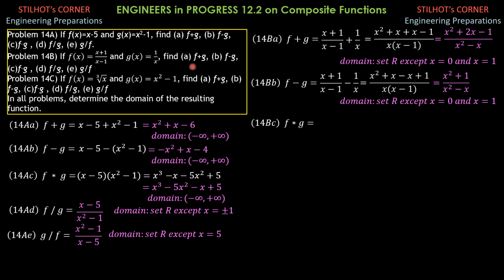14bc, we have f times g, so that's quantity x plus 1 over x minus 1 times 1 over x. Simplifying, we have f times g is x plus 1 over x squared minus x. So the domain is the same as 14ba and 14bb.